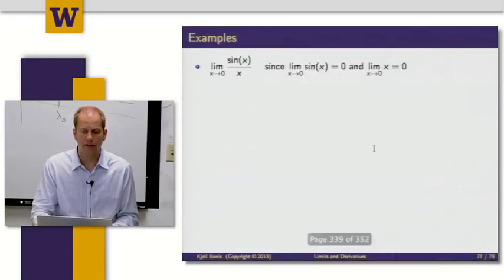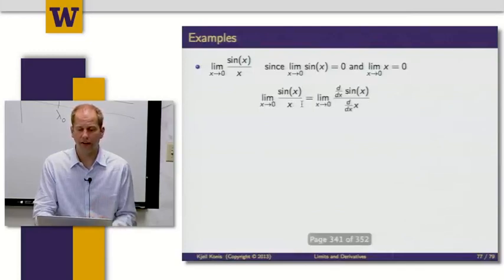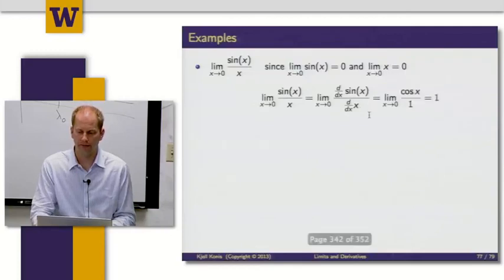So the way we're going to use this is if I want to now try and make sense out of the limit of sine of x divided by x. So I have the limit of the numerator and the limit of the denominator both going to 0. Since they both go to 0, I'm allowed to use L'Hopital's rule. So I can say that this limit is equal to the limit of the derivative of the numerator divided by the derivative of the denominator.